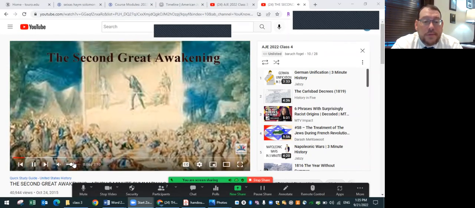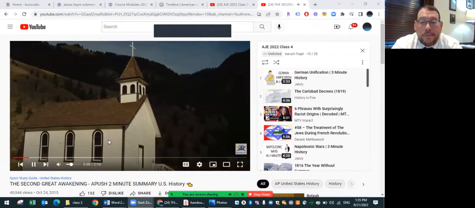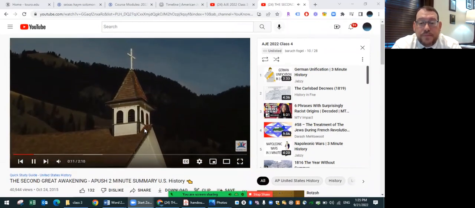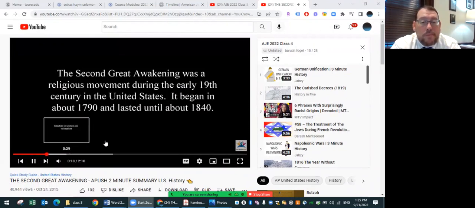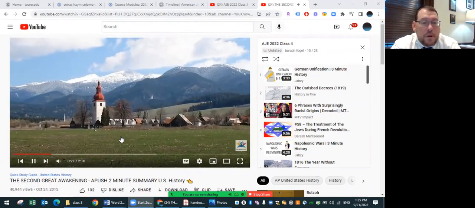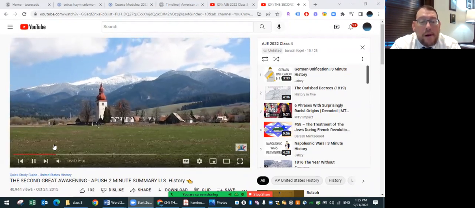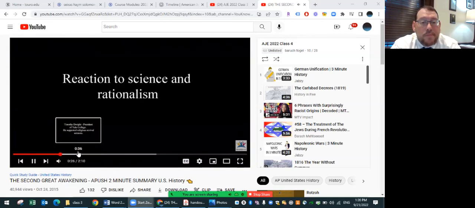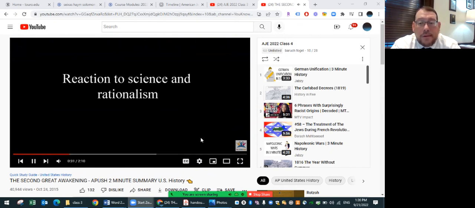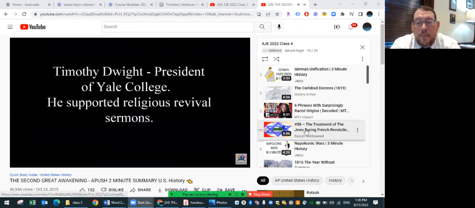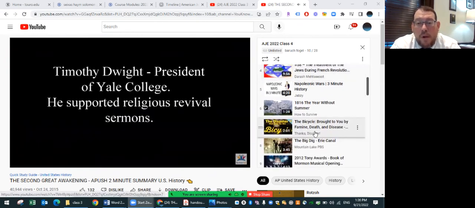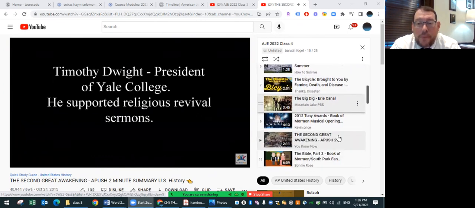The Second Great Awakening. The Second Great Awakening was a religious revival movement during the early 19th century in the United States. It began in about 1790 and lasted till about 1840. It started as a reaction to the growth and popularity of science and rationalism, and to the growing liberalism in religion. Timothy Dwight became president of Yale College. Yale was seen as a center of secular thought, but Dwight supported sermons that brought religious revival to Yale's student body, and the word spread.